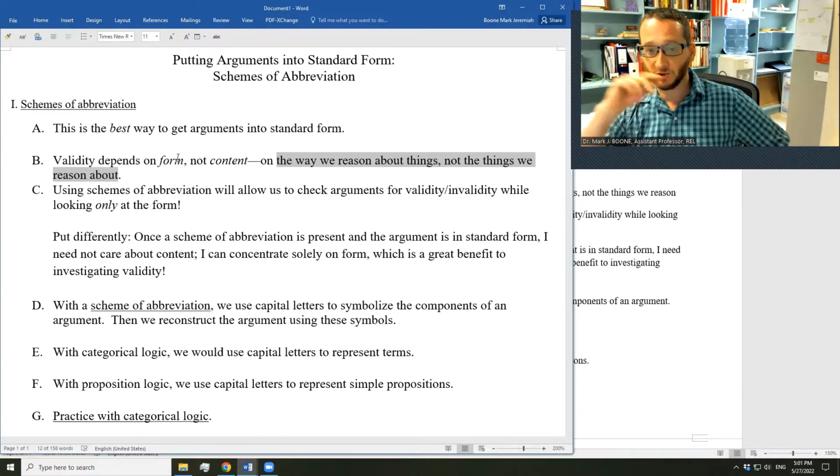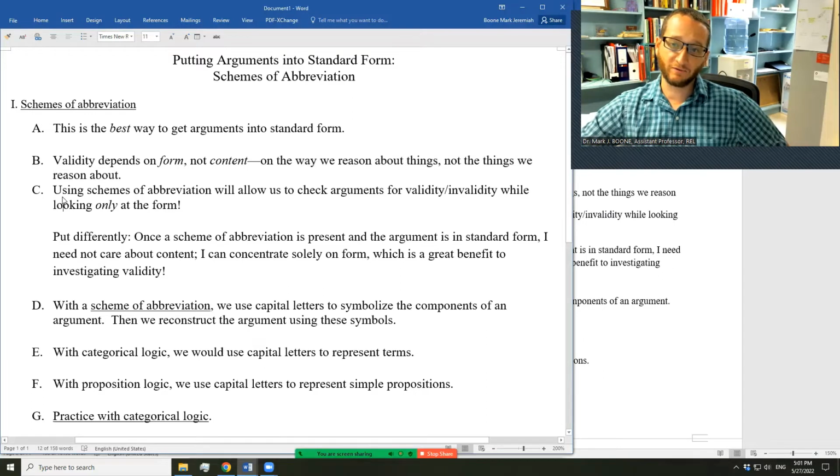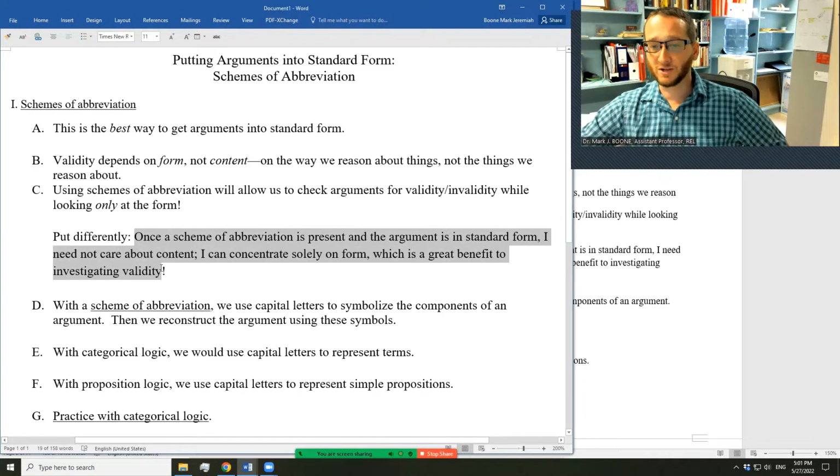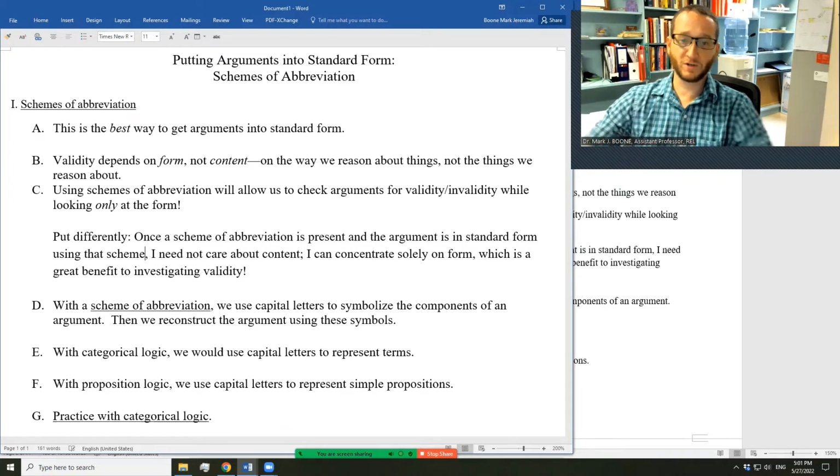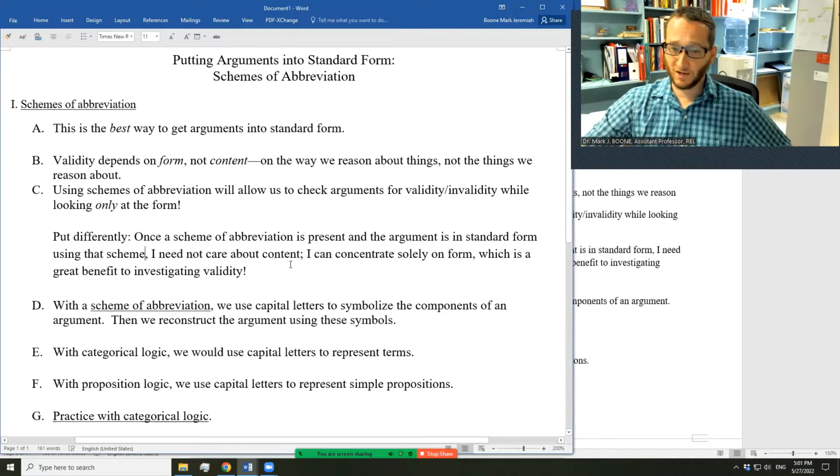Using a scheme of abbreviation will allow us to check an argument for validity or invalidity by looking at only the form. In other words, once the scheme of abbreviation is present and the argument is in standard form, using that scheme, we don't need to care about anything in the content of the argument. All we need to concentrate on, and all we can concentrate on, is the form, which is exactly what we want. That's how we investigate validity most efficiently.